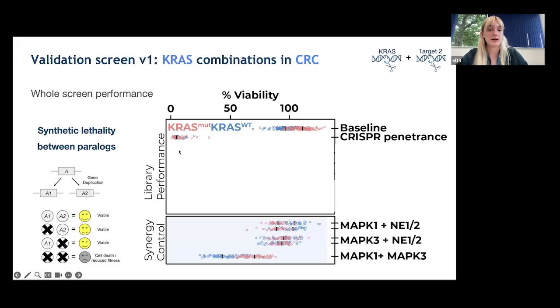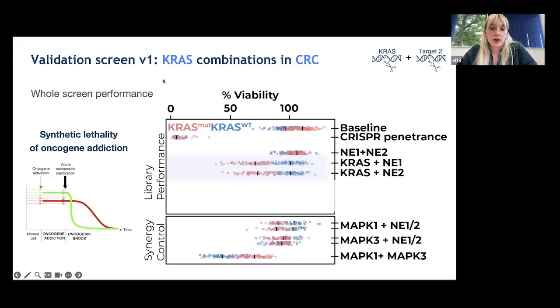But as soon as we pair the MAP kinase 1 and 3 guides together, we see this dramatic loss in cell viability. Next, I'm showing you the impact of knocking out KRAS alone. It's paired with a non-essential control, but what you can see here is that as soon as you target KRAS in the KRAS mutant cells, there is a large decrease in viability. And this only has an impact in this cell line as they are dependent on KRAS for their growth.